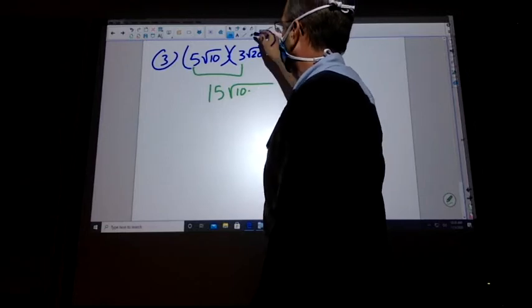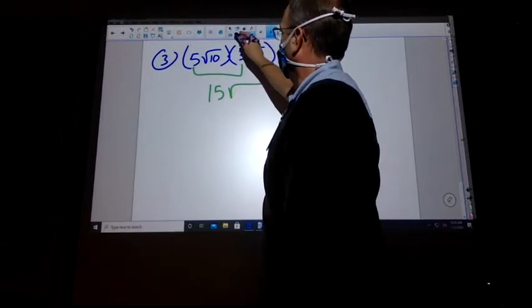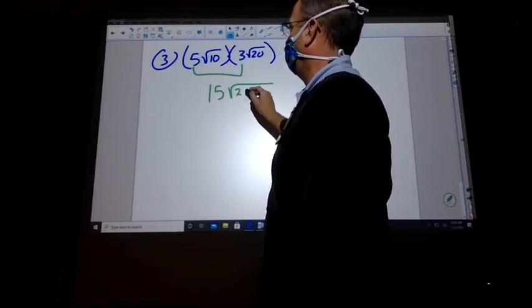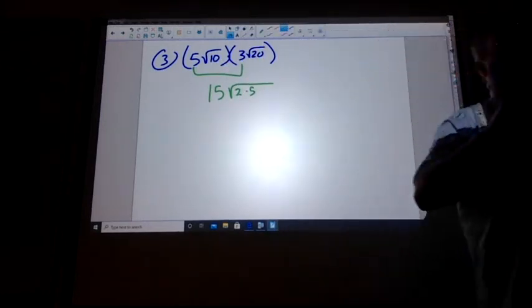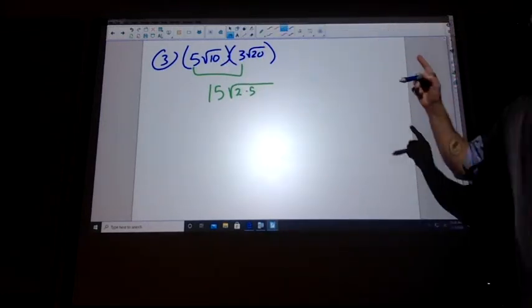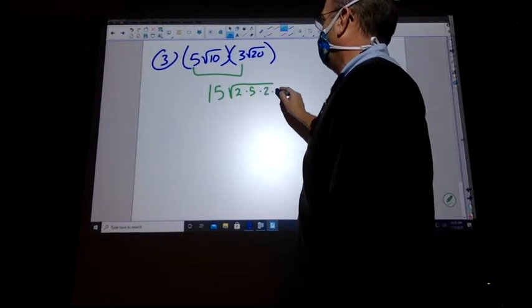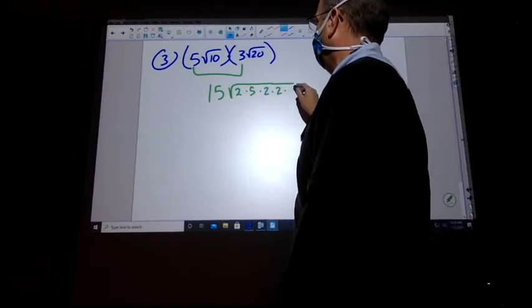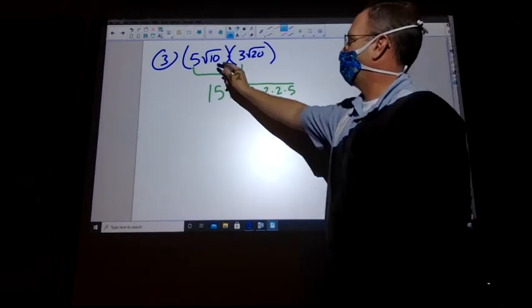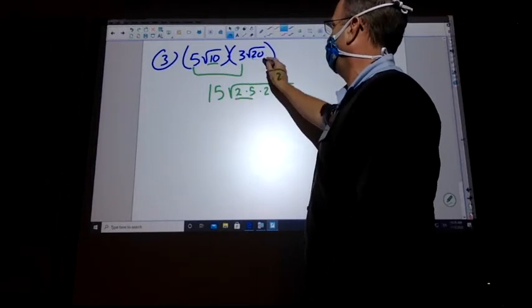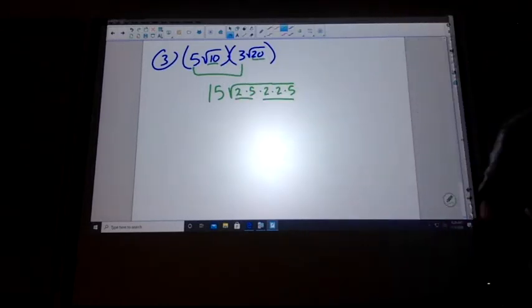All right, let's go even further. Let's break this down. 10 breaks down to 2 times 5. Those are the 2 prime numbers that work, yes? 20 breaks down to 2 times 10. 10 breaks down to 2 times 5. Do you feel comfortable that this is this and this is this? Now there's a method to my madness by doing it this way.